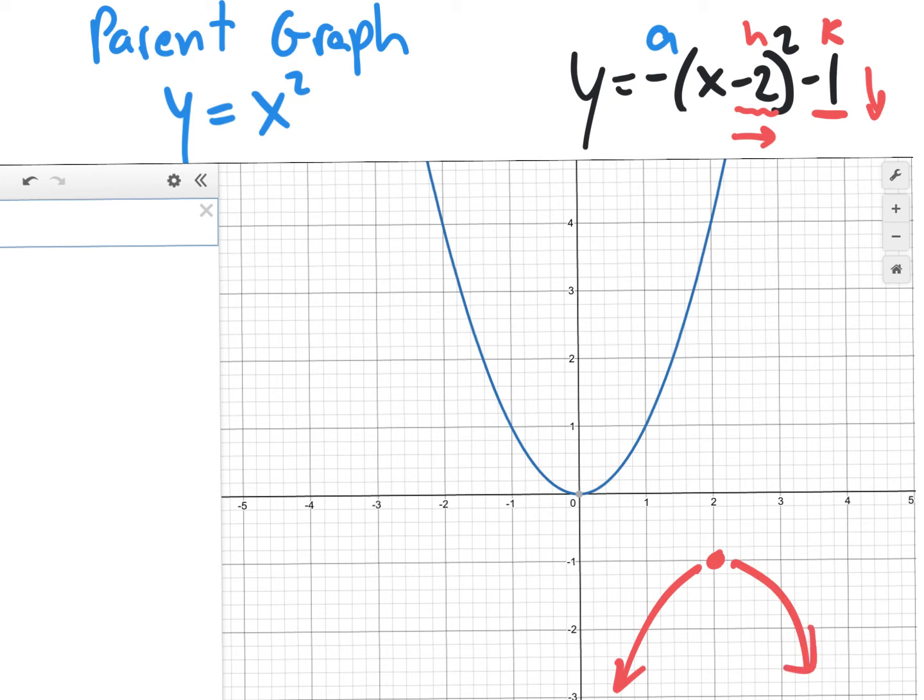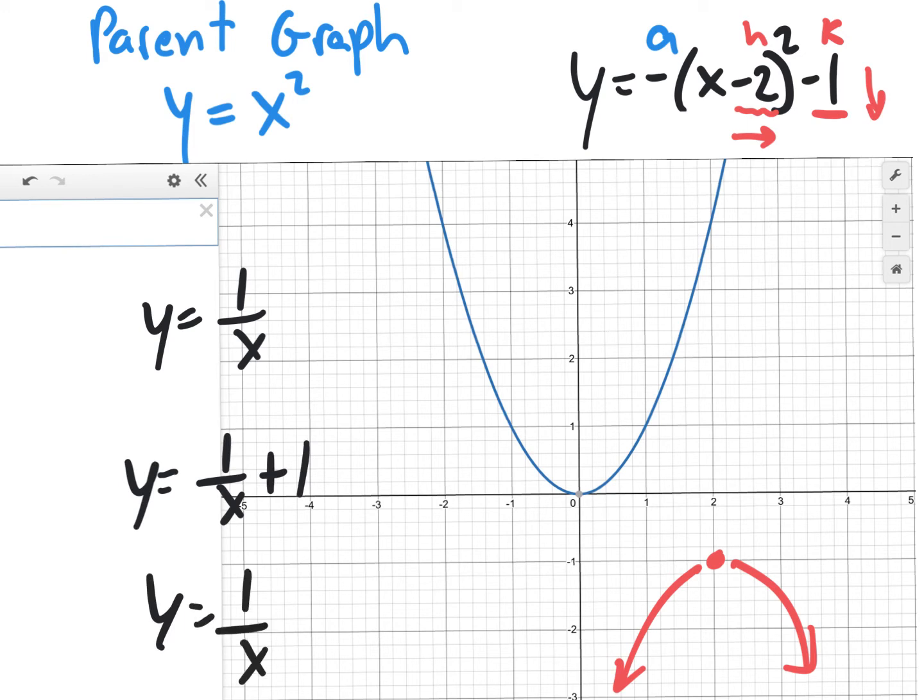But the goal here is for you guys to do this type of transformation in your head from the original parent graph of y equals 1 over x to maybe y equals 1 over x plus 1, or maybe y equals 1 over x minus 1, or maybe y equals 1 over x with a plus 1 down here. So once you mess with Desmos, I'll explain it in a bit, but I want to pause this right now and give you guys time to mess with that Desmos, to talk to each other, try to come up with some conclusions of how it changes when certain numbers change.